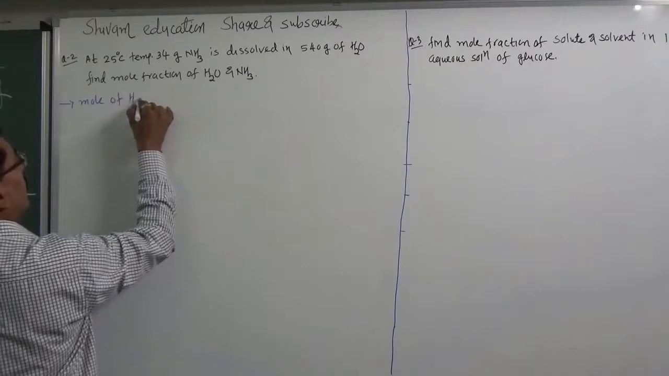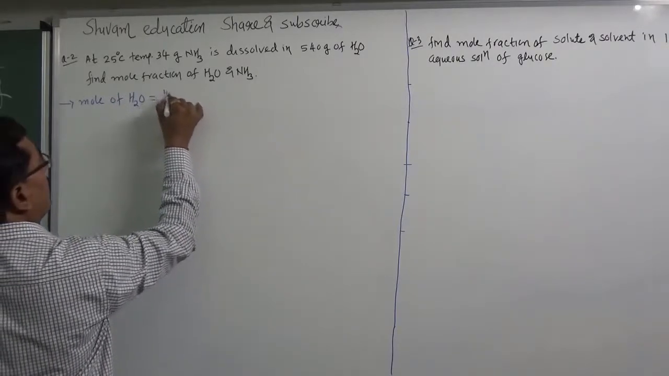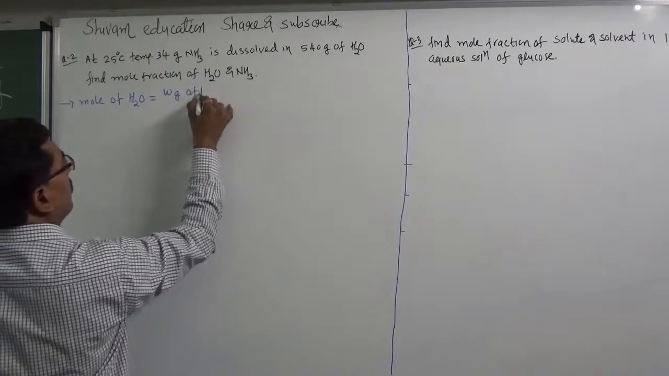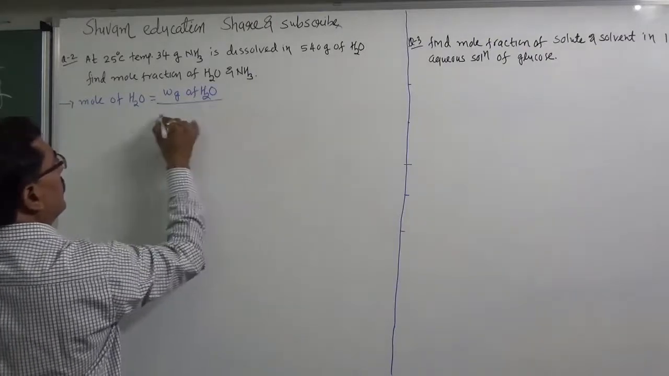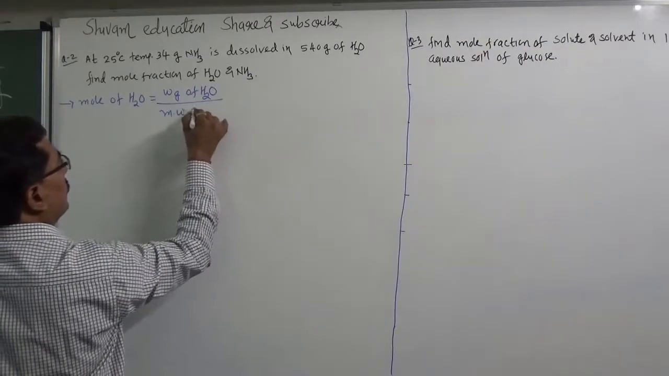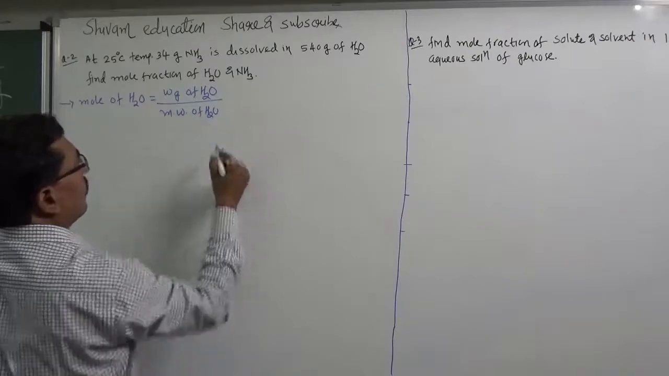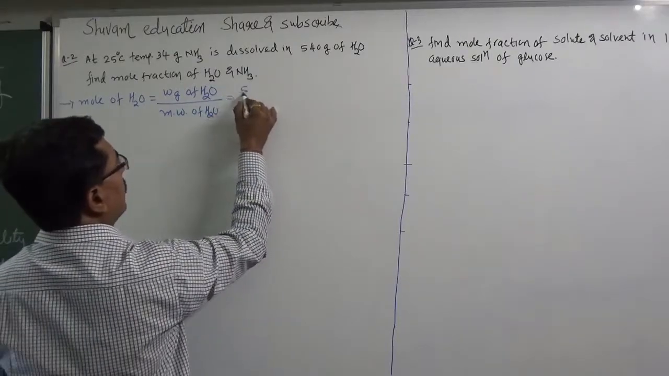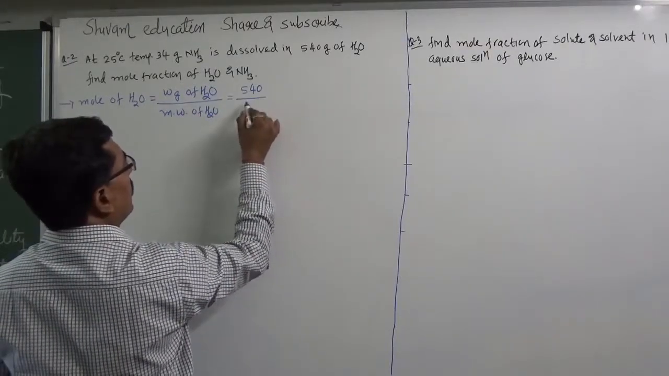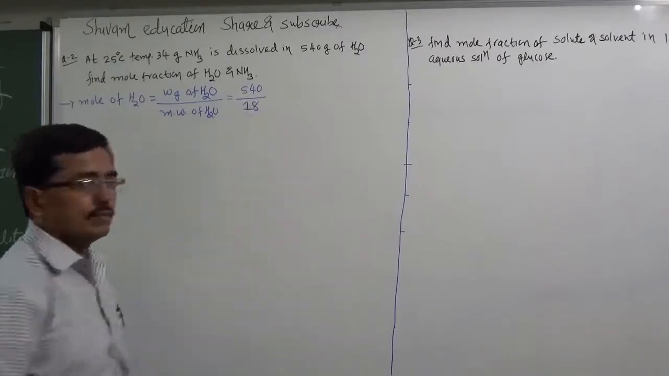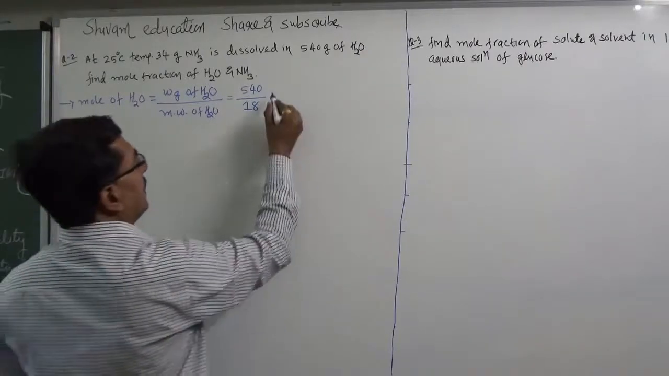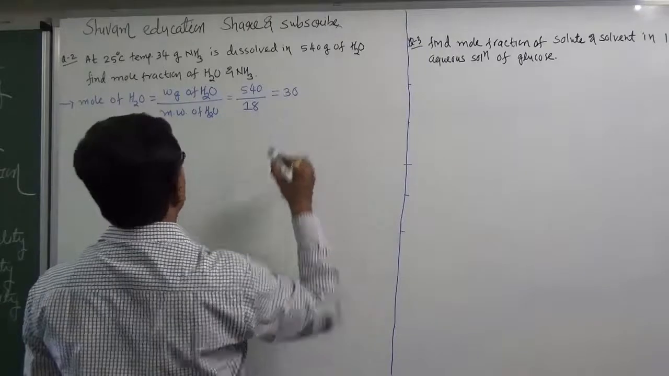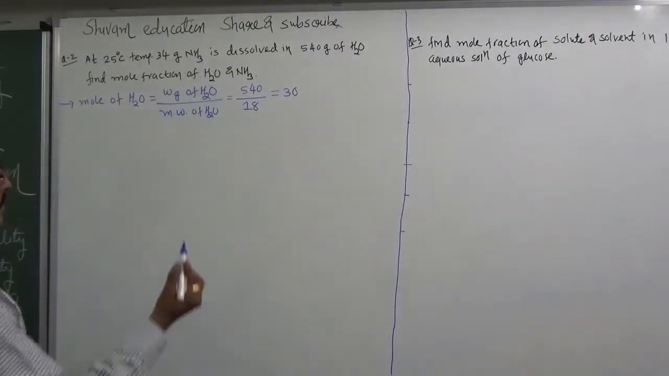Mole of water equals weight in gram of water divided by molecular weight of water. Now weight in gram of water is given as 540 and we know that the molecular weight of water is 18. 540 divided by 18, you will get 30 mole. So now mole of water is fixed for us: 30.